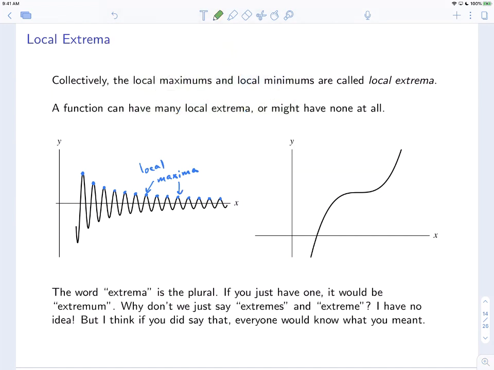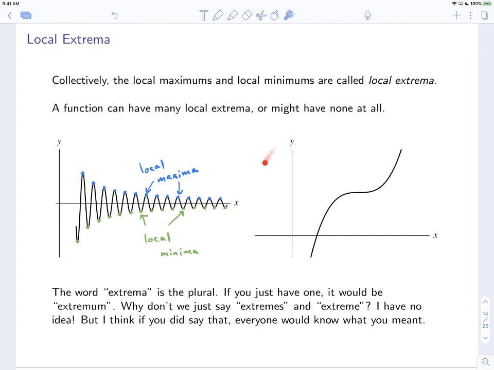And let's change the color, and all of these are local minima. And you can see there are a lot of them. That's okay. There can be as many as the function wants. The function does what it wants. These are all local minima. So you can see that there are a lot of maxima and local minima.